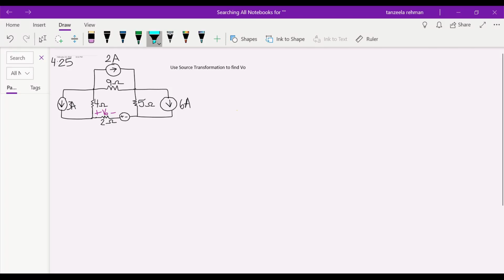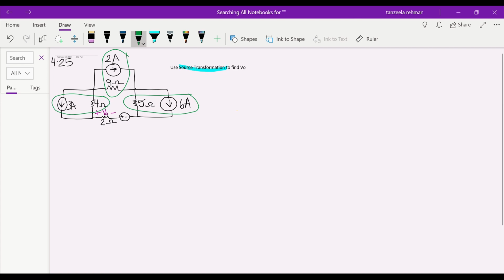So today we're going to be going over question 4.25 from the EC 140 textbook. It's asking you to find a voltage described in the source V0 using the concept of source transformation. Highlighted here are the three current sources we see in parallel with resistances.